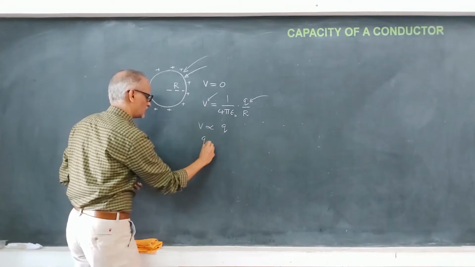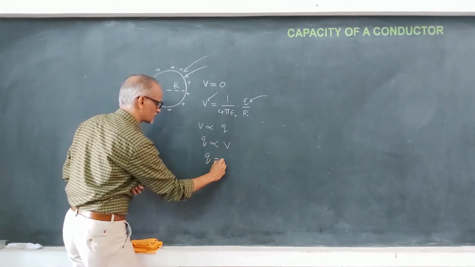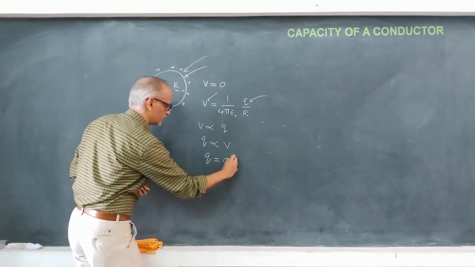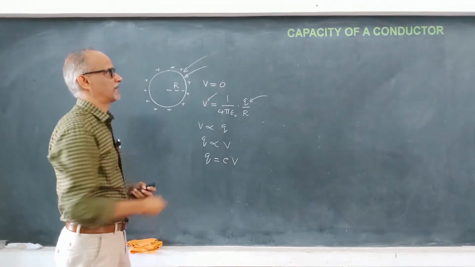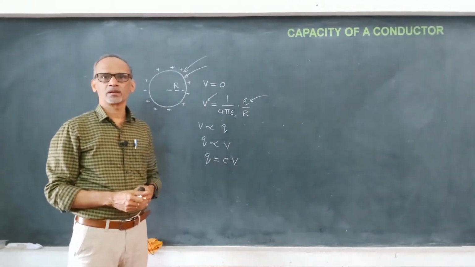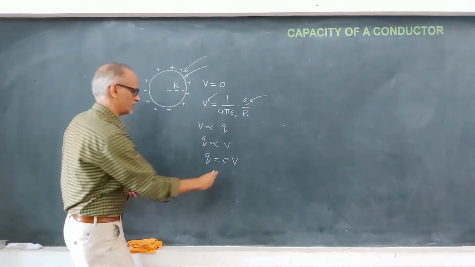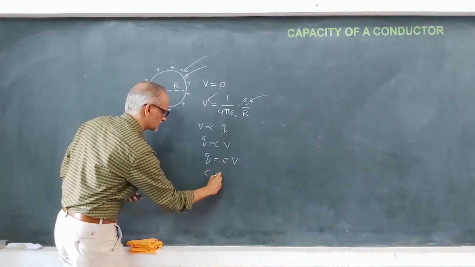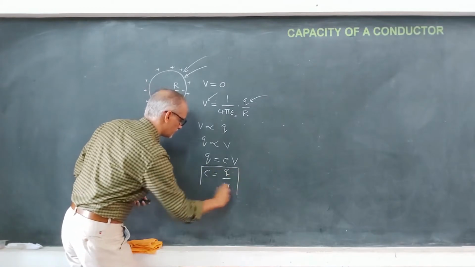or Q is directly proportional to V, with a proportionality constant denoted by C, so Q equals C into V, and the C is called capacity of a conductor or capacitance of a conductor. So if I have to rearrange this for C, then C is equal to Q by V. So this is a very important basic formula.